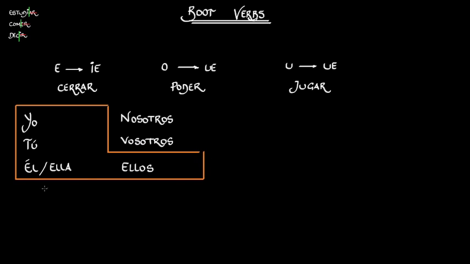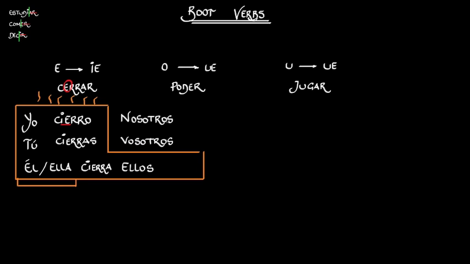Some of my students like putting a heel or even some fumes coming out of the boot. But anyways, keep in mind that only these personal pronouns, yo, tú, él and ella, and ellos are going to change the stem. Let's see how. Notice how the E in the original verb is changing to IE in the conjugated form. The same is going to happen for tú, él and ella, and ellos.